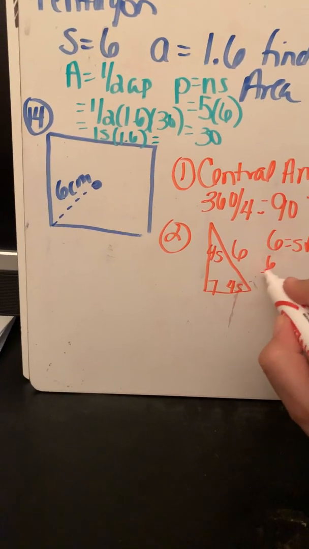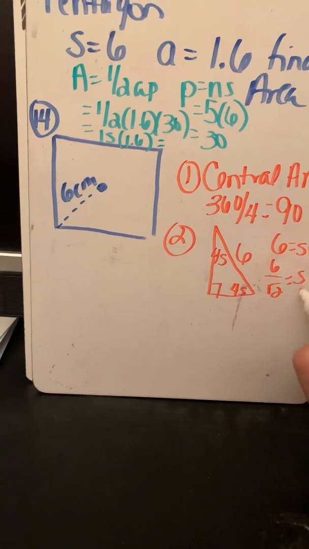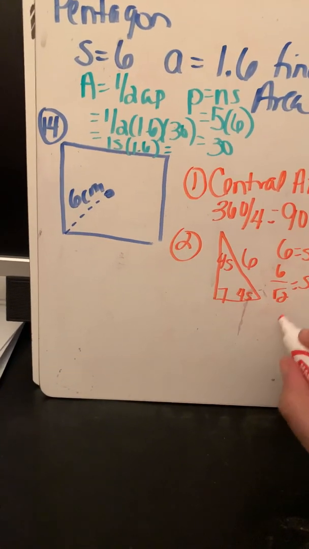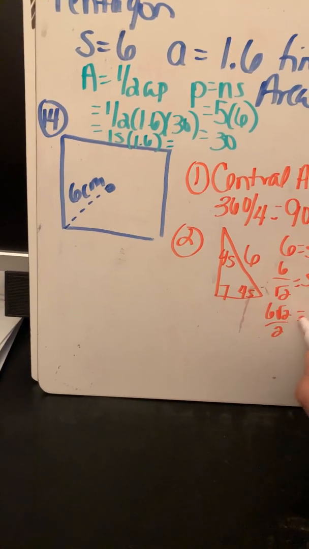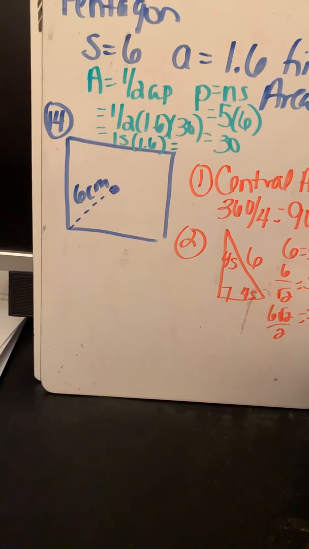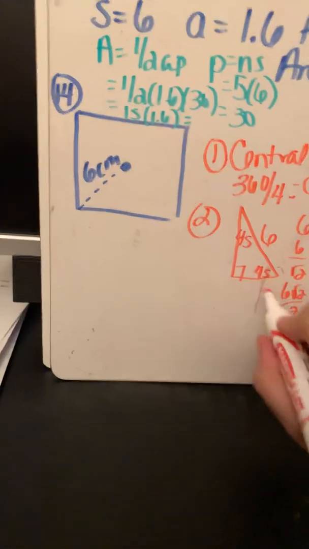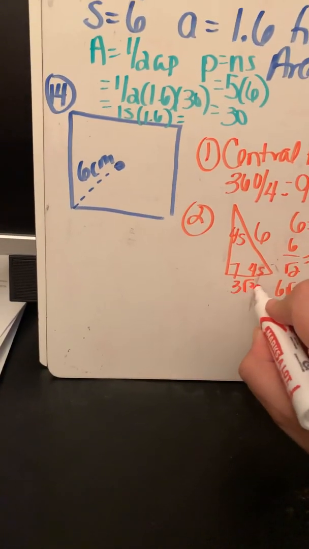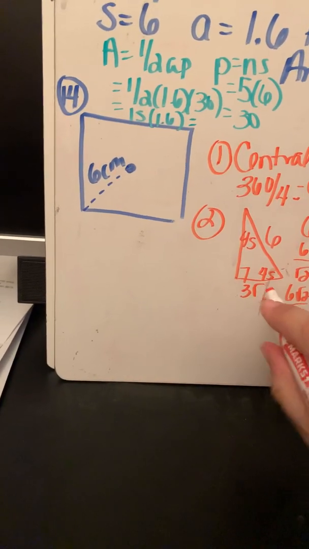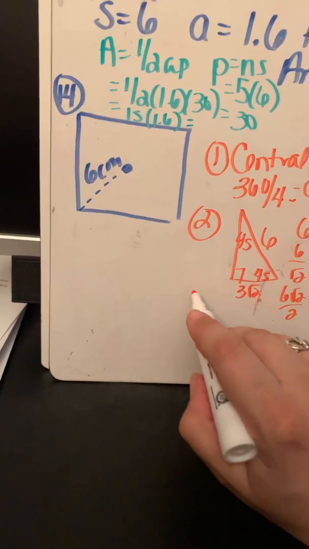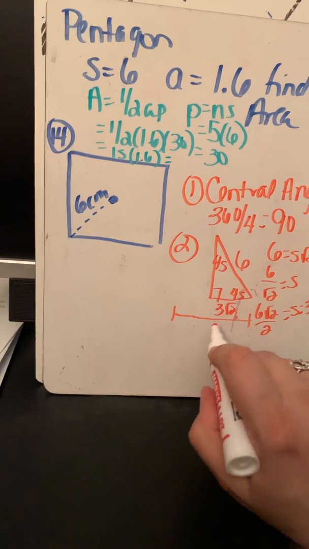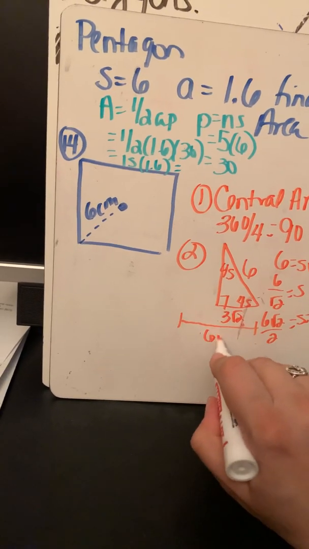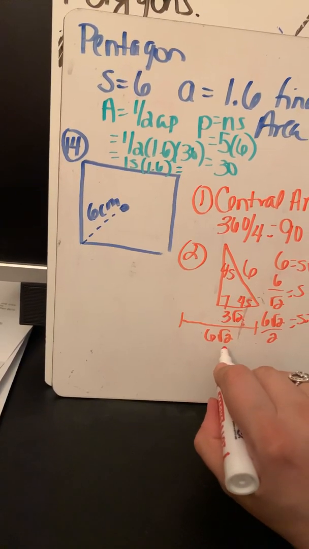Divide by root 2. Multiply by root 2 over root 2. Divide. So my S is 3 root 2. So I know that my little side down here is 3 root 2. Oops, that should be a 2. So what would my whole entire length then be of that central angle triangle? Double it. So it'd be 6 root 2.